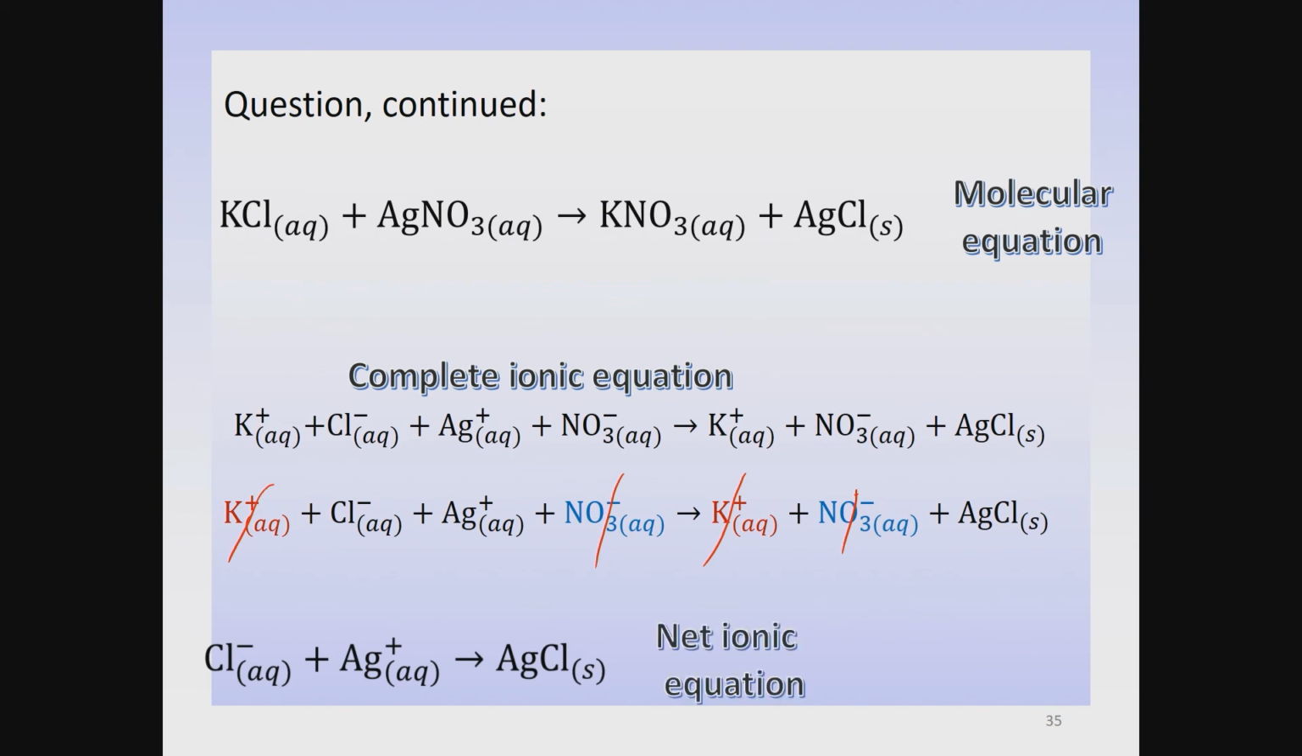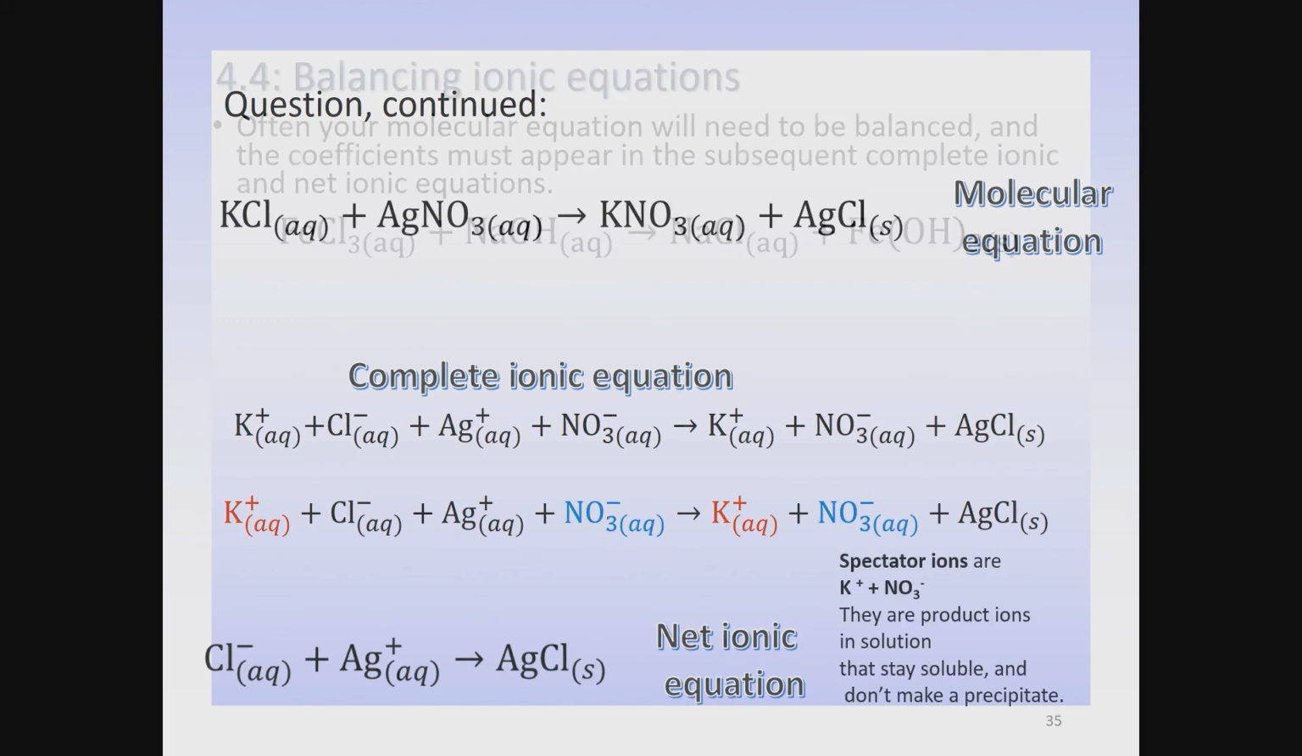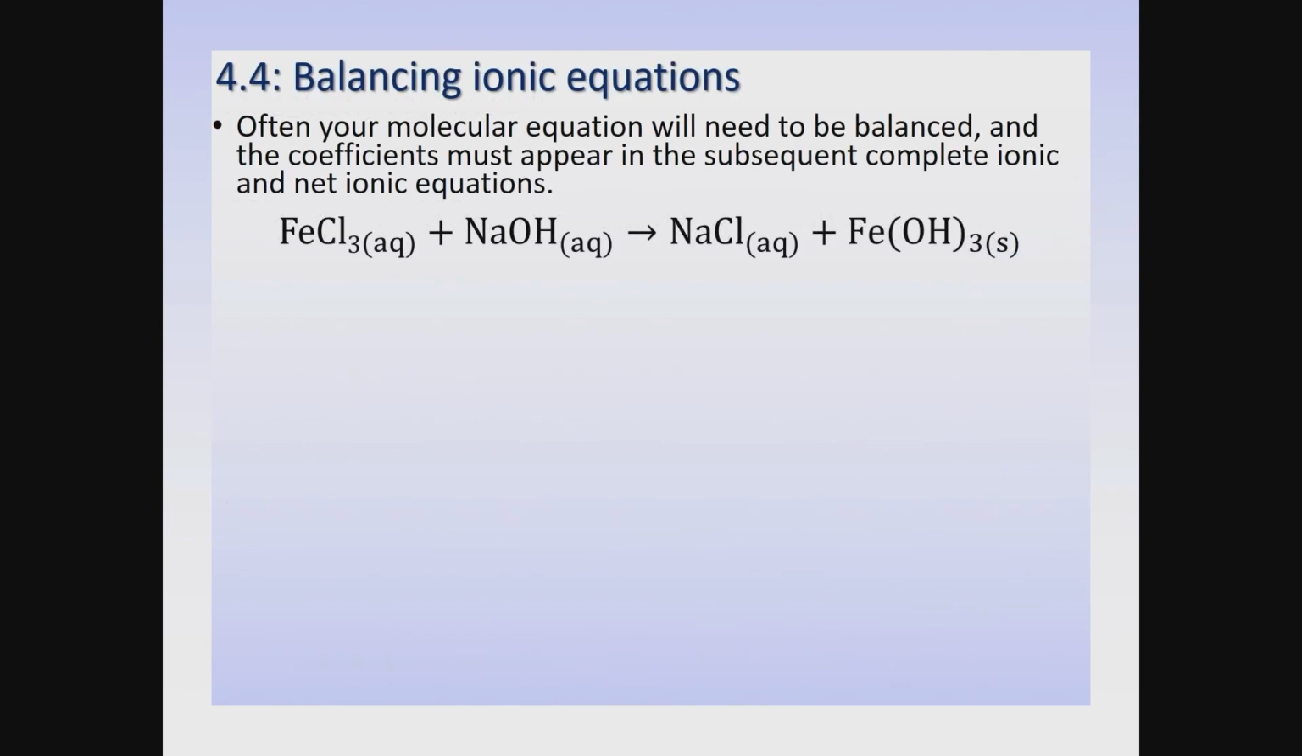But when you write out a net ionic equation, usually it's going to be for an insoluble precipitated salt. And so all you have to do is identify which compound is the insoluble precipitated salt on the product side, which is silver chloride, and then indicate on the reactant side of the net ionic equation which ions are used to form it, which are chloride and silver ions. Okay, so let's do one that's a little bit more complicated.